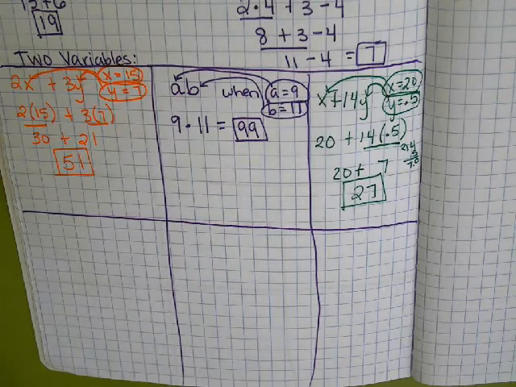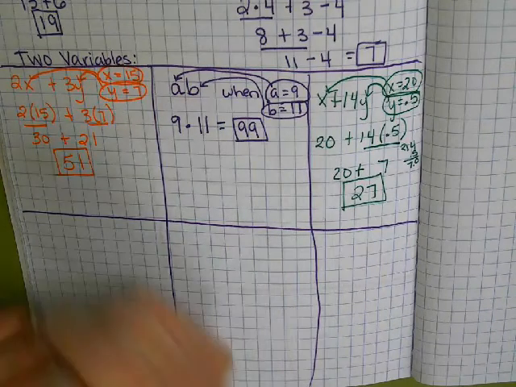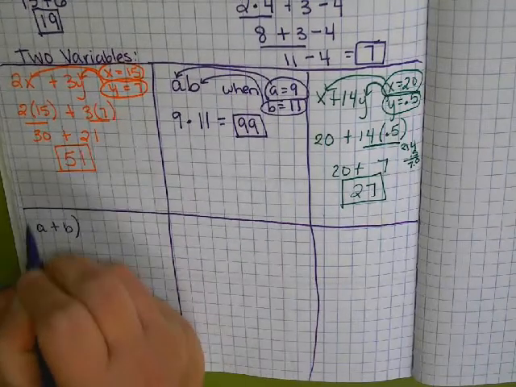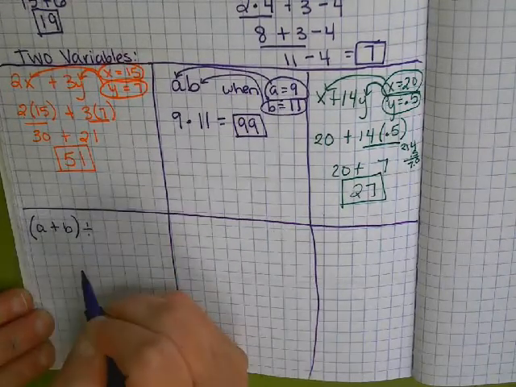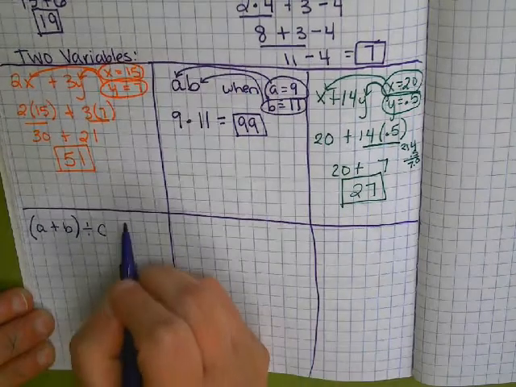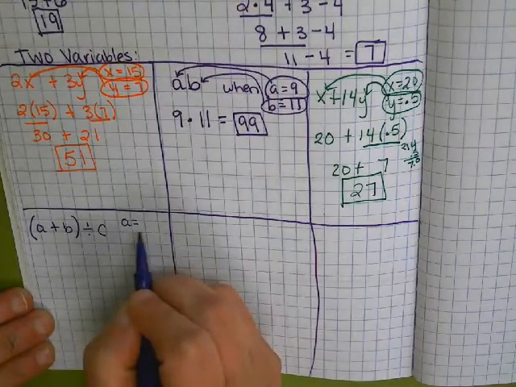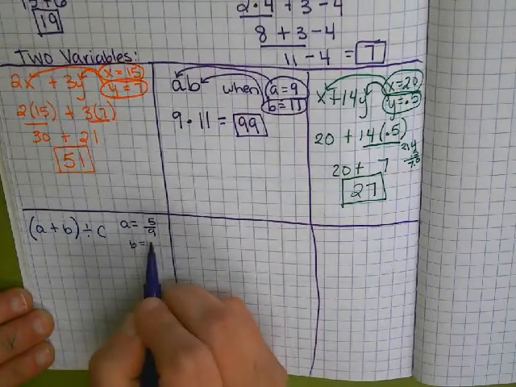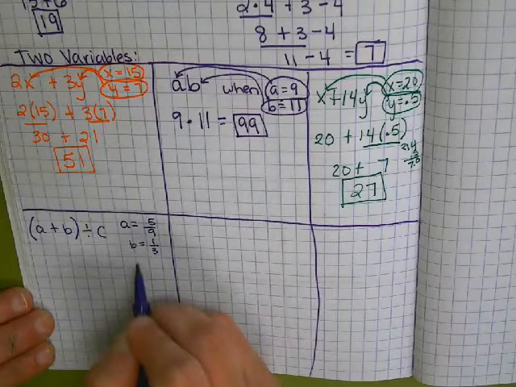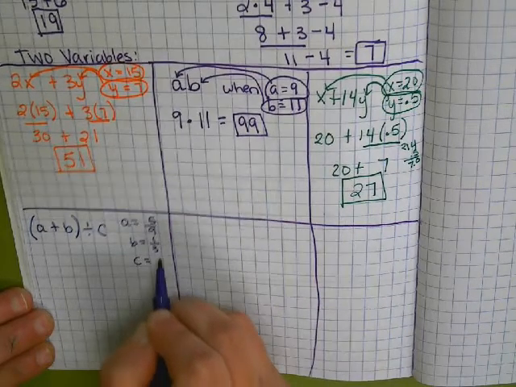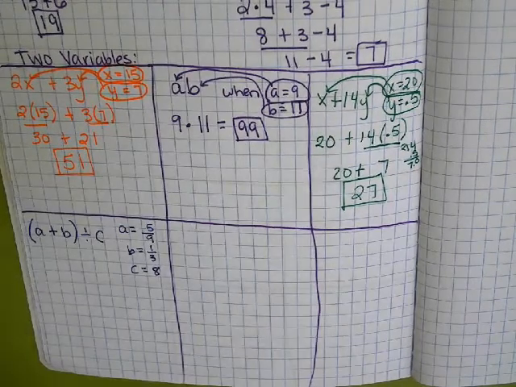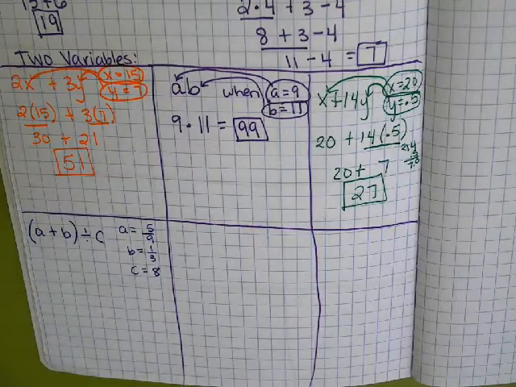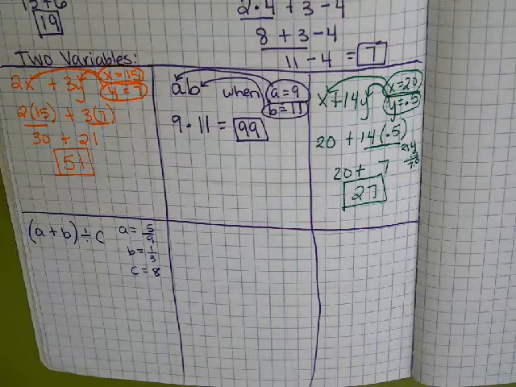Let's try this one. What if we do fractions? A plus B, with parentheses, divided by C. When A is 5/9, B is 1/3, and C is 8. So go ahead and press pause. Give it a try. When you're ready to check, you can continue by pressing play.